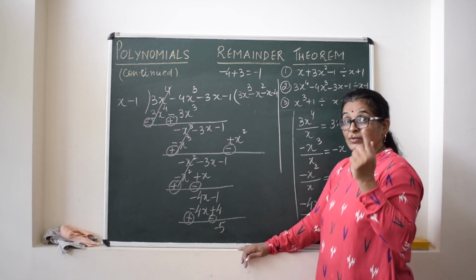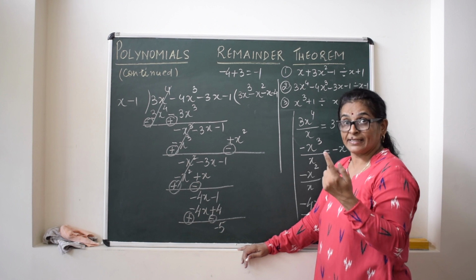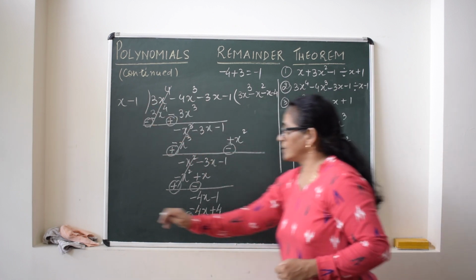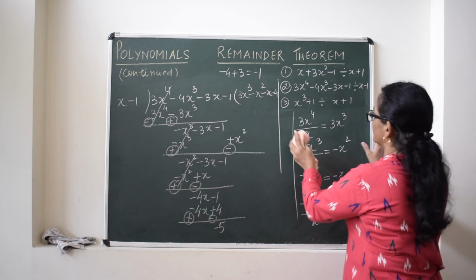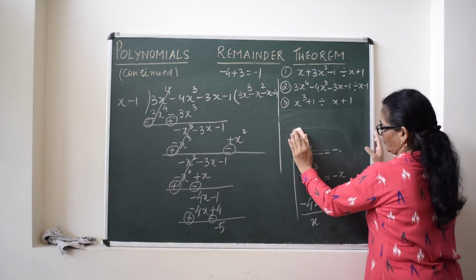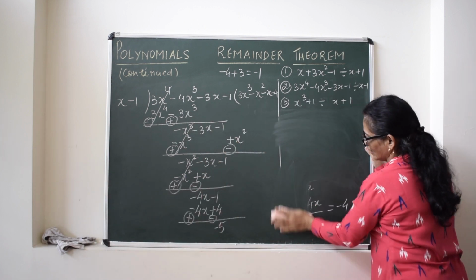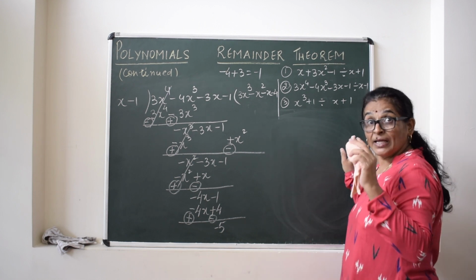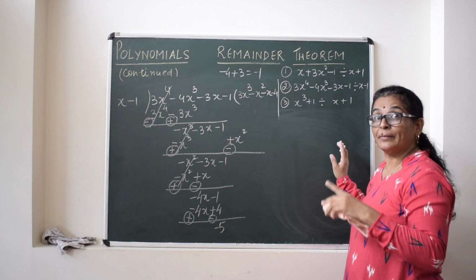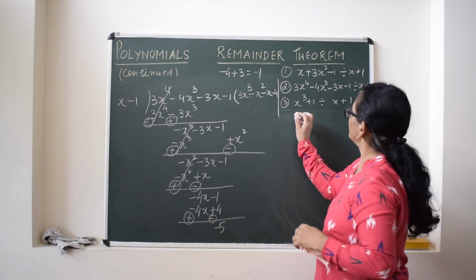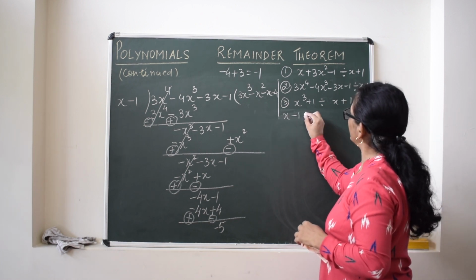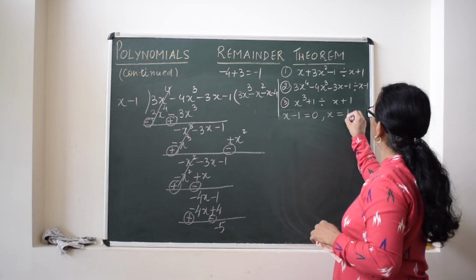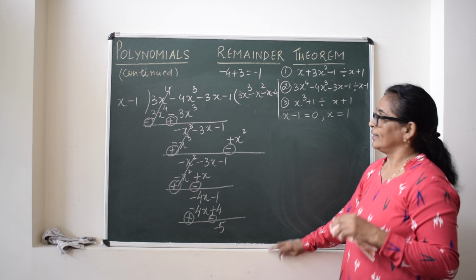Now we will substitute the value of x on the basis of the divisor. So what is the process? We will equate this divisor to 0 and we will get the value of x, which is to be substituted in place of x to get the remainder directly. So here the divisor is x minus 1, equated to 0, which will give us the value of x as 1.